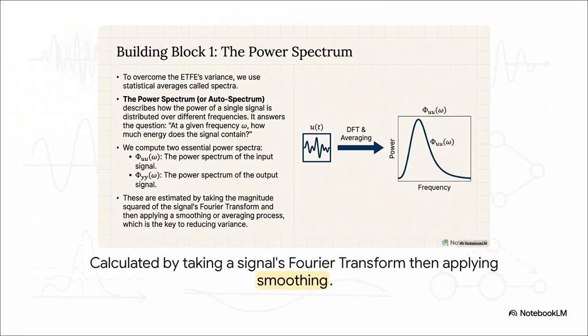And how do we get this power spectrum? Well, first, we take our signal and do a Fourier transform to get into the frequency domain. But then, and this is the crucial part, we apply some kind of smoothing or averaging process. This is our first real step in taming the noise and reducing that wild variance we saw earlier.